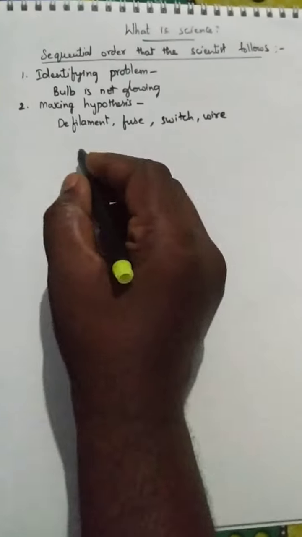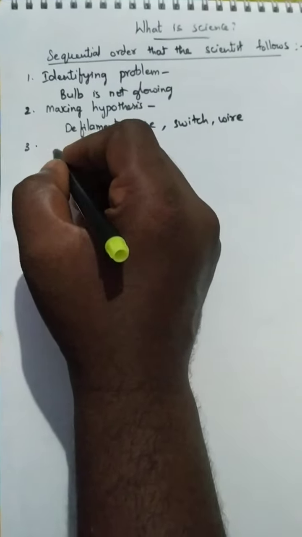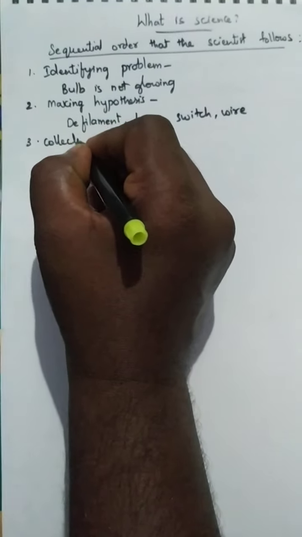So out of this, any reason may be there. So first we need to hypothesize, that is, you have to identify a problem. So the bulb is not glowing in my room because of these problems. Right? Next, you have to collect the information.